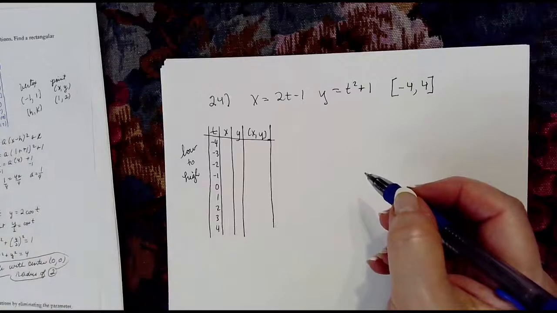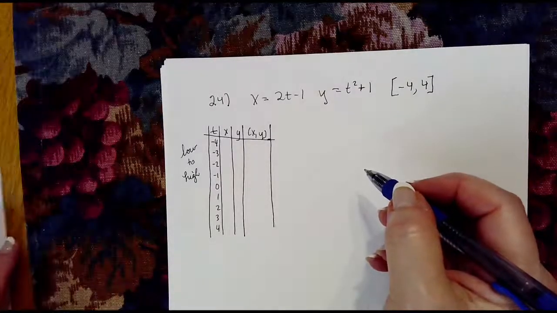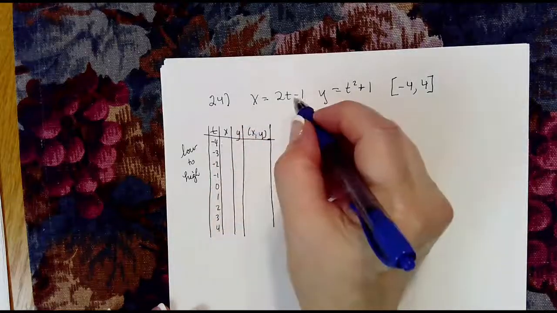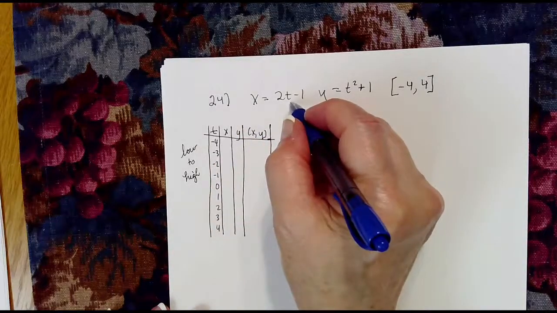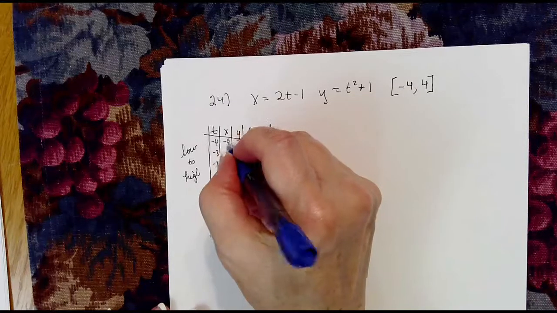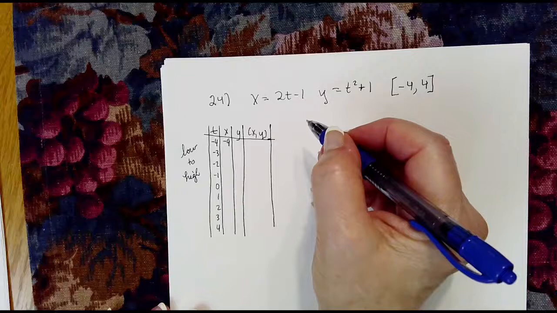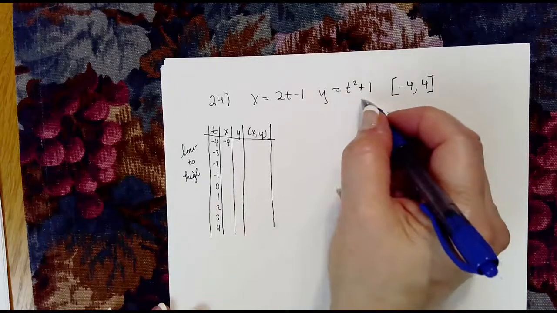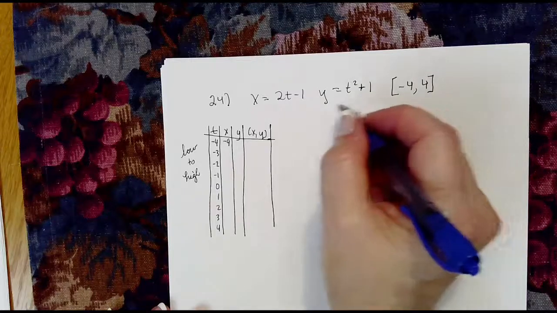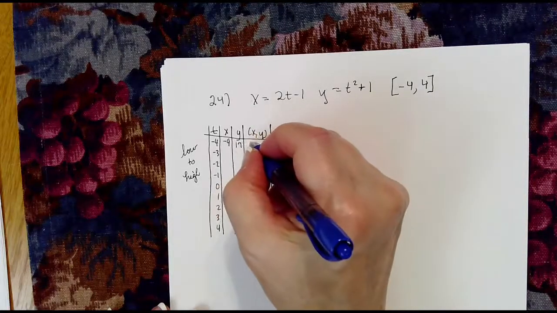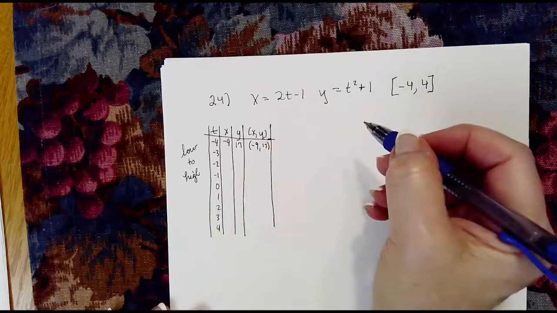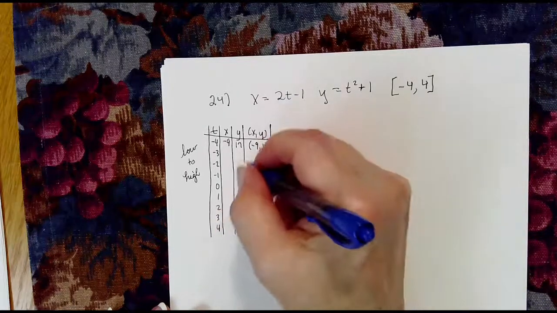So now we have to decide what we've got. We've got t going into x. So -4 is going to go in here. So 2 times -4 gives me -8. -8 minus 1 gives me -9. So there's -9. And then we put t in for the y. So -4 times -4 gives me +16, plus 1 is 17. So this is 17. So now I have -9, 17. So I go down and do all that all the way down.